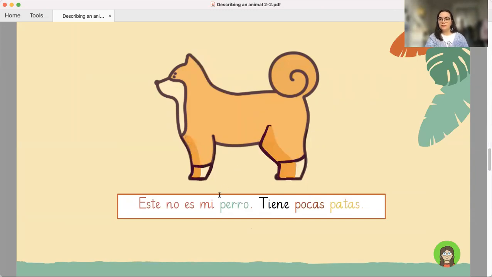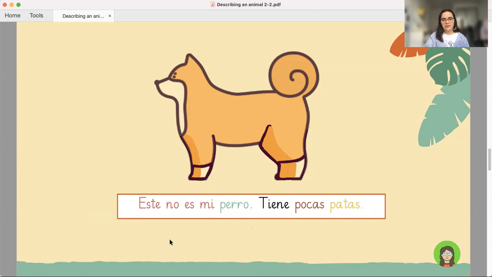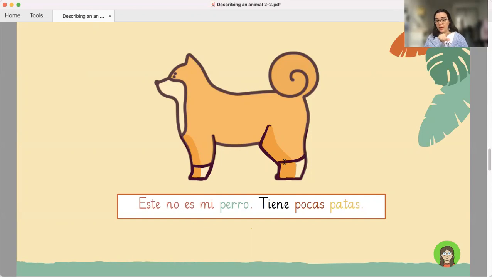The next one, okay, my second changed animal. Este no es mi perro. Who can tell me what is different? Tiene pocas patas. It has a few legs, so not that many legs. It only has una y dos. Only 2 legs, 2 patas. So, este no es mi perro. This is not my dog. Can you do that as well? You can change your animal, and you can change whatever you want, okay? So pause the video and do it.